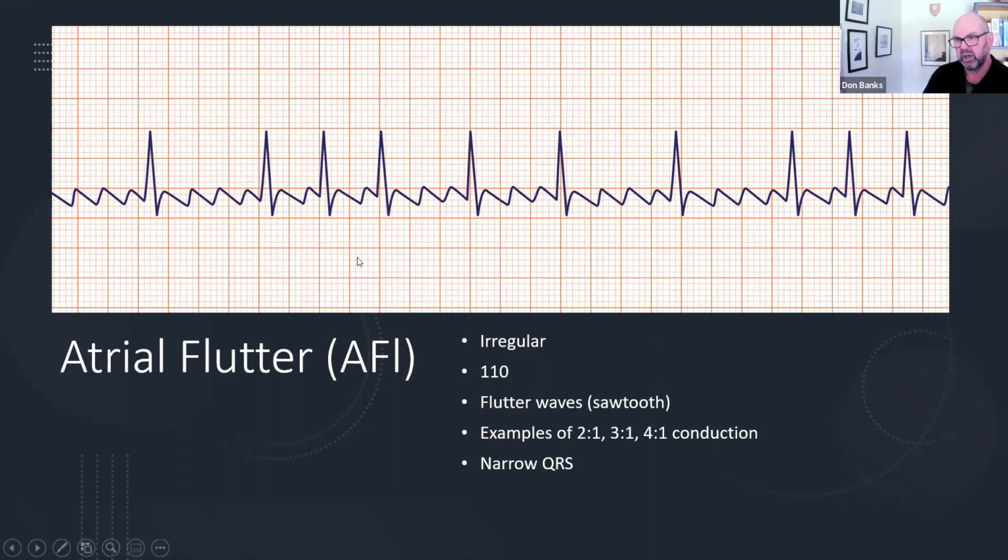Having a look here, I don't know if you can see my cursor moving. Where we've got these shorter R to R intervals, we have a 2-to-1. That's one sawtooth peak there, and that's one next to it, so it's a 2-to-1 conduction. The following one is 1, 2, 3, a 3-to-1 conduction. And these longer ones, we've got 1, 2, 3, 4-to-1 conduction. So we've got the whole gamut of what would normally be seen.